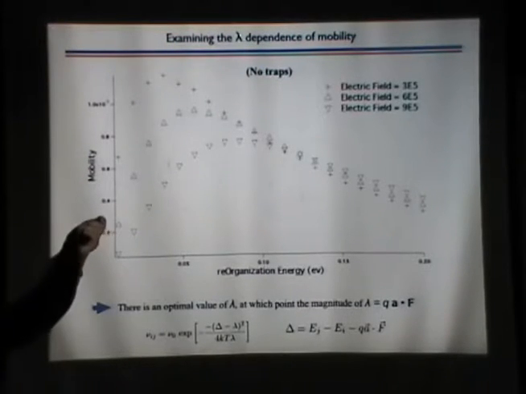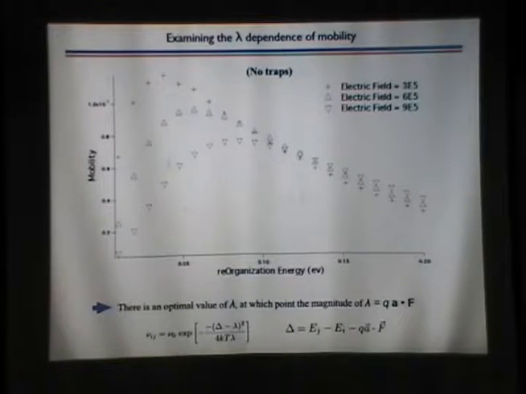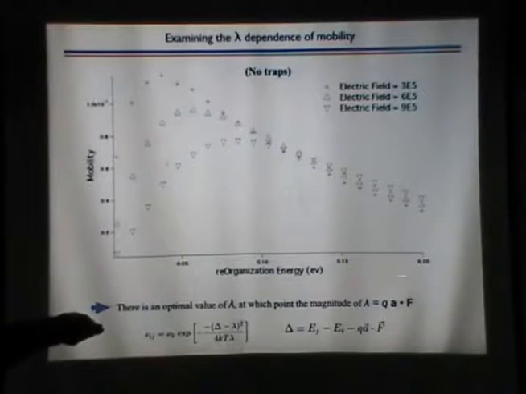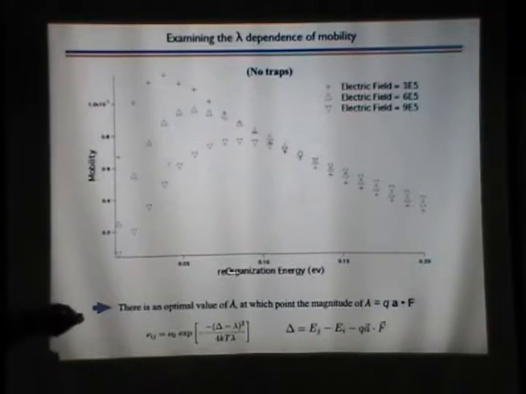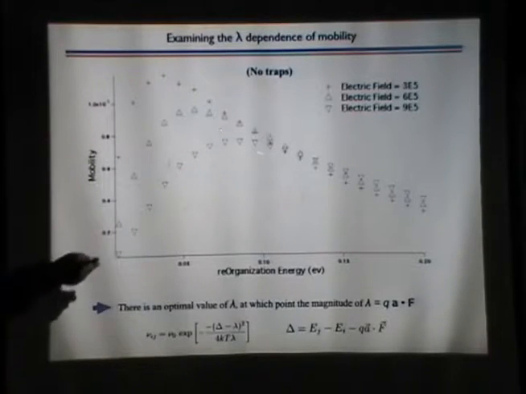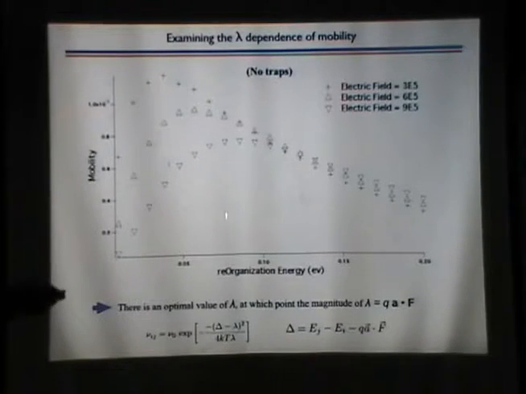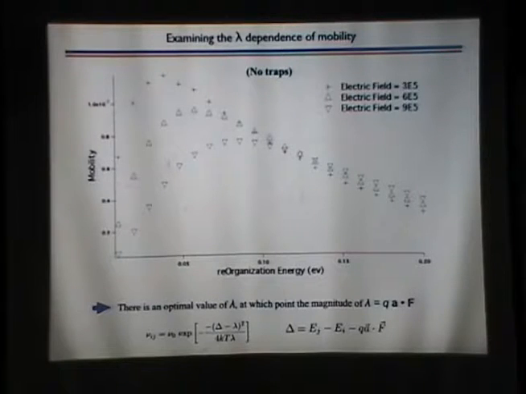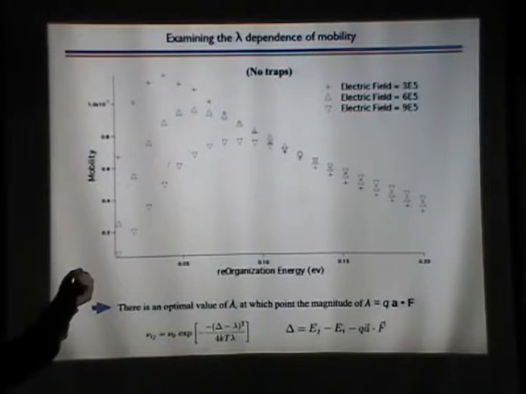Okay, the next issue is this lambda, this reorganization energy. And the question is, how does that affect the mobility or the velocity? So we can plot the mobility as a function of reorganization energy. What you see is that when you first turn on the lambda, the mobility actually goes up, reaches a maximum, and comes down. And the placement of the maximum depends on the electric field. For larger electric field, the maximum is at a higher reorganization energy. So this confused us at first as well.